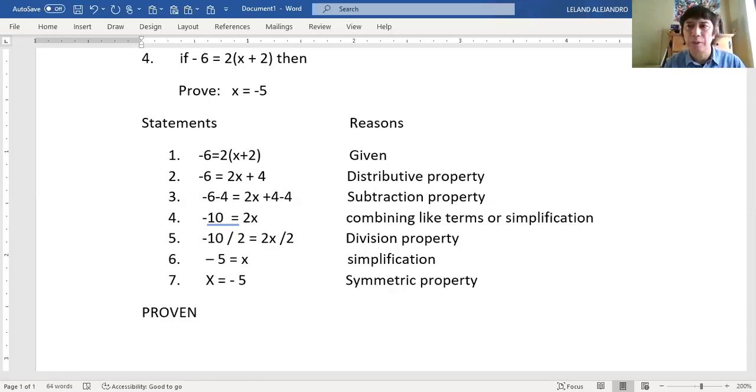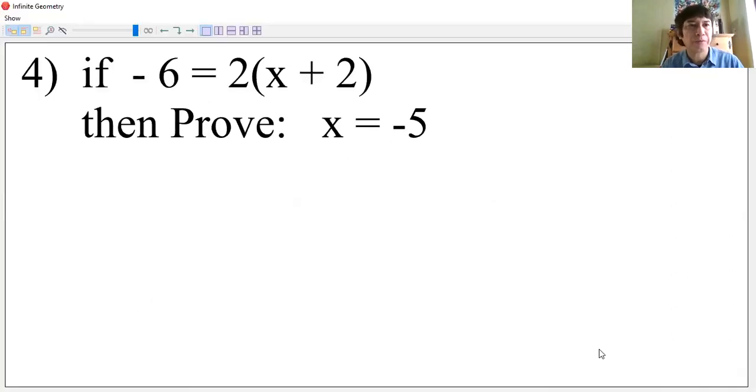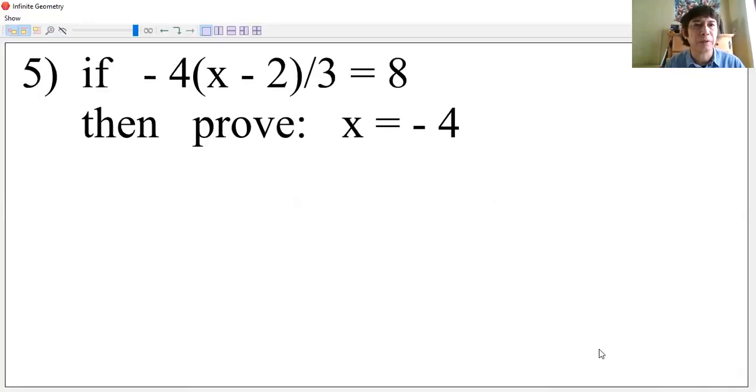Next, we shall proceed to the final example, the 5th example for our lesson. We shall be able to get that from the same screen. And that should be number 5. Okay, here's number 5. If negative 4 times the quantity x minus 2, close parentheses, divided by 3 equals 8, prove x is equivalent to negative 4. This is number 5. All right, we shall prove this, and we shall copy again the problem from the previous screen.